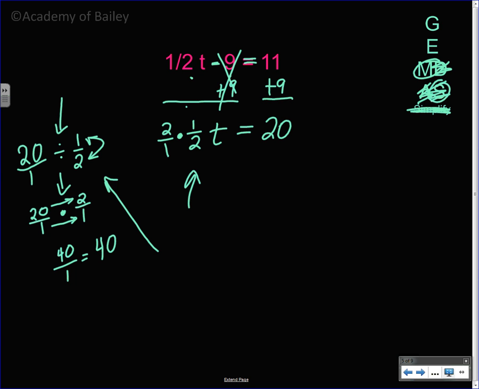And you know that if you have 2, and you multiply it by half, well, what's half of 2? Half of 2 is 1. And so we have 1t. So keep that in mind, 1t. And multiply by 2 over 1 on the right side. You multiplied by 2 on the left side, so multiply by 2 on the right side. So 20 over 1 times 2 over 1, 20 times 2 is 40. 1 times 1 is 1. T is equal to 40.